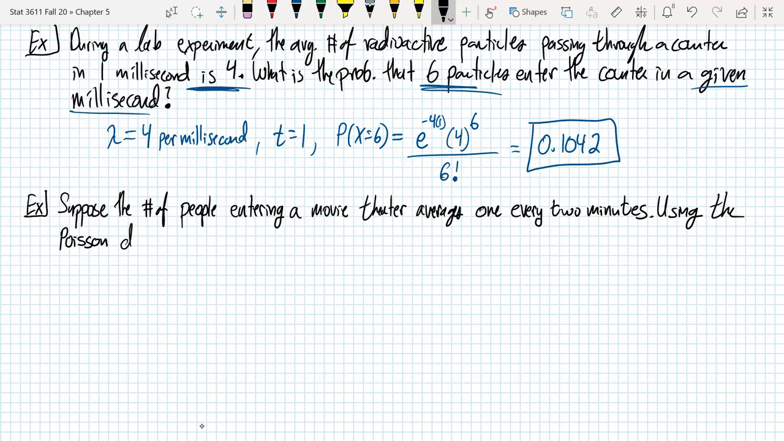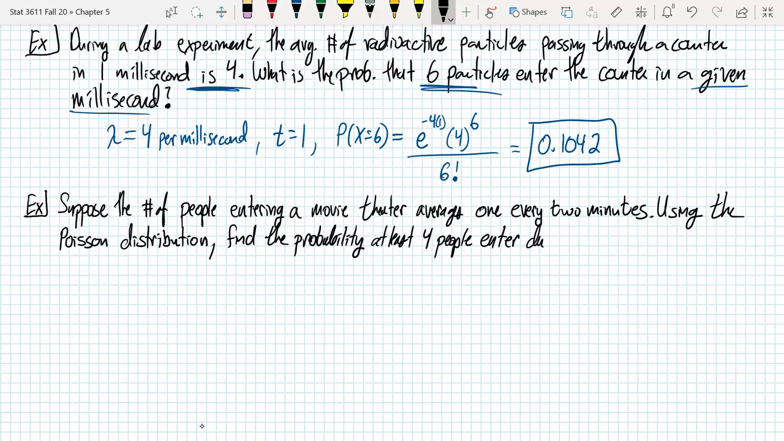Poisson. Find the probability at least 4 people enter during the interval 12 to 12:05.